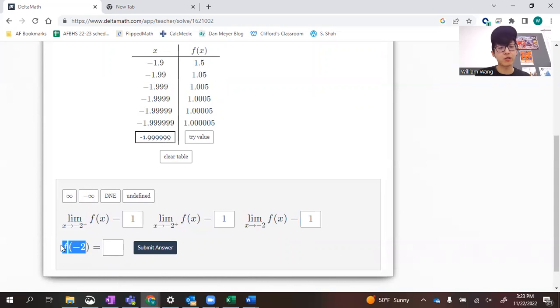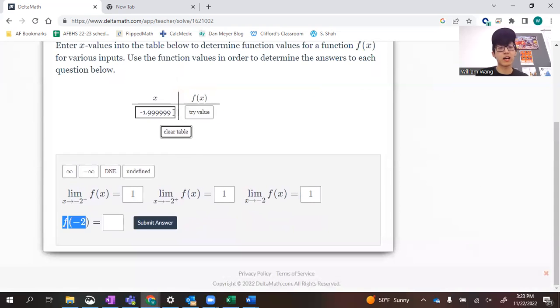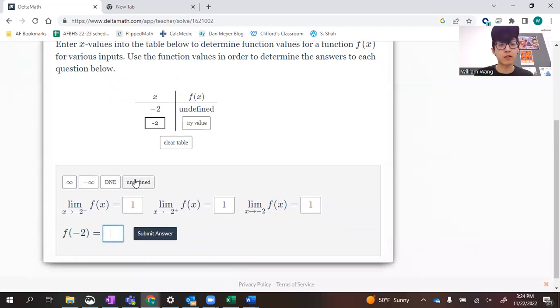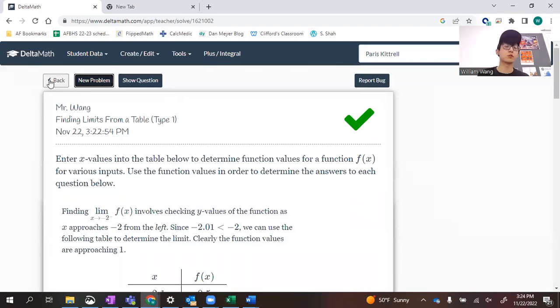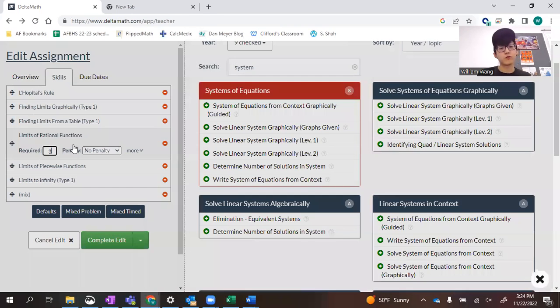Let's try f of -2. Here, I'm going to clear my table again. I'm not plugging in values close to -2. I'm literally just going to straight up plug in -2, and it's undefined. So I plug in undefined. There we go. Cool. That's how we do these problems. Right. Limits of rational functions.